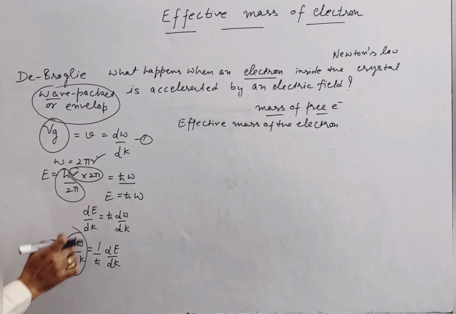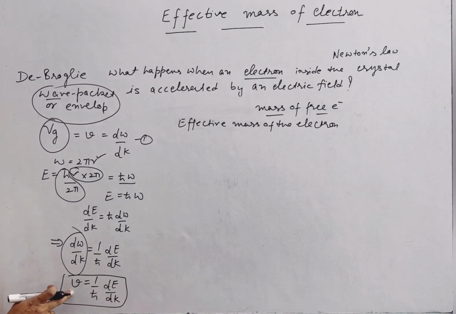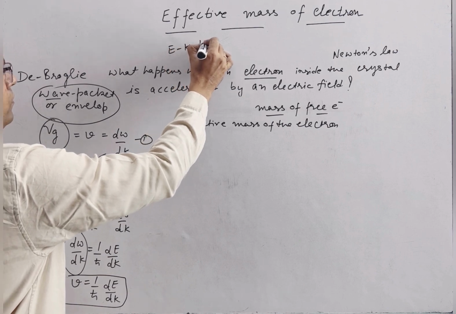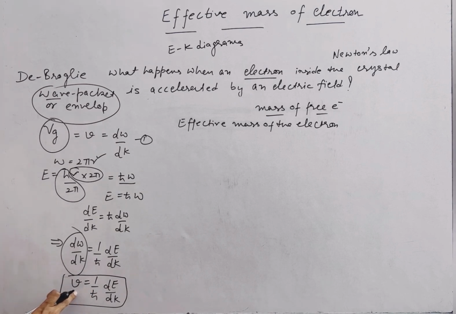So this is group velocity, and we see here V equals 1 upon h cut dE by dk. This is the velocity of the electron, and you can see here that the velocity of the electron depends upon the slope of the E versus K diagram. In the last video, I have shown the E versus K diagram, and from there, velocity V is proportional to the slope of this E versus K diagram.